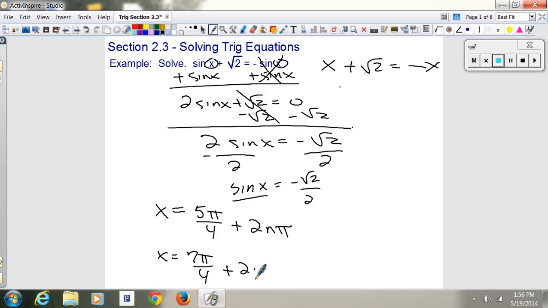So I could also add the 2n pi here. Now the n stands for the number of times I want to go around. If I want to go around once, 2 times 1 is just 2, and then 2 pi would just be 1 rotation. If I want to go around 2 times, 2 times 2 would be 4, so you'd have to add 4 pi to it, and that would be 2 rotations. So that's 2n pi: 2 pi is for the rotation, and n is the number of rotations.